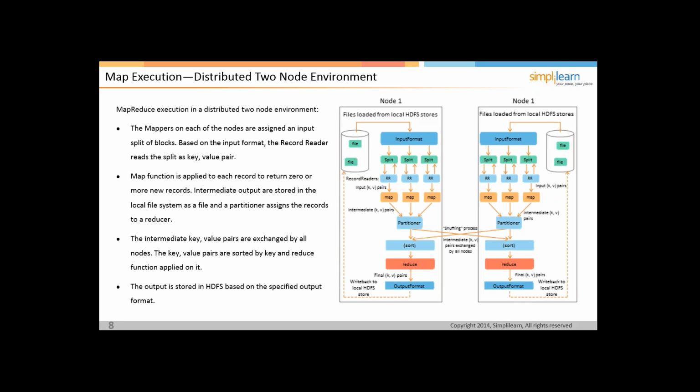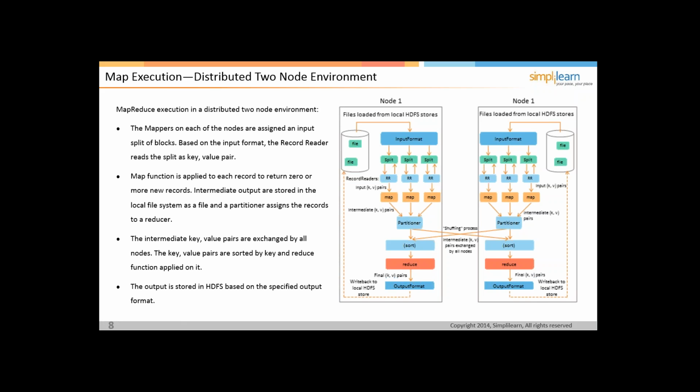Similarly, in this example we can see how the mappers on each node are assigned specific input blocks based on the input format of the MapReduce program. The record reader reads each data split as keys and their values, with values assigned based on the specific key. And the map function is applied. After splitting, the map function is applied to each and every record to return zero or more new records.